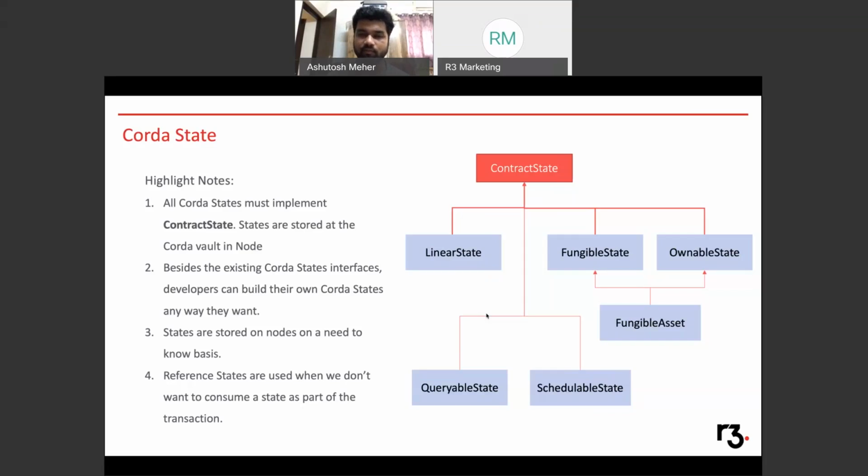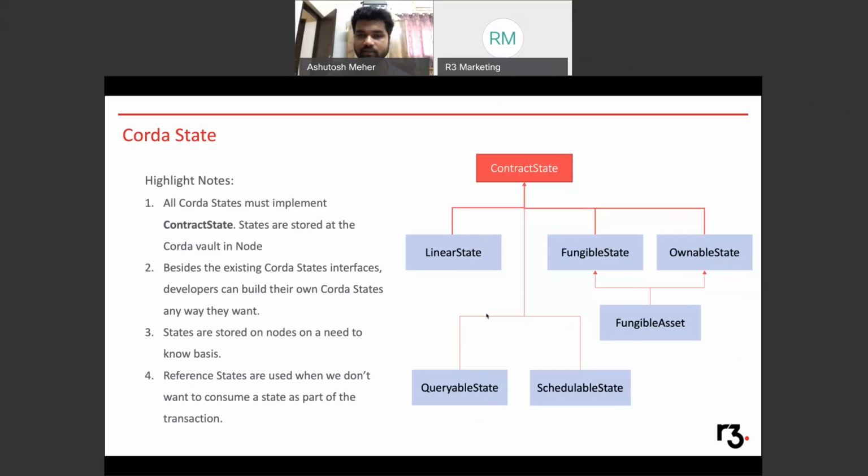Something like, just giving a vague example, let's say you have a list of country codes, and you want to refer to that country code list in your transaction, which is stored in a state. But you don't really want to consume it, because each time you want to refer to that, you'll have to consume it and then reissue it every time, which is not really desirable and not really required, because you're just referring to that. You're doing nothing more than that.